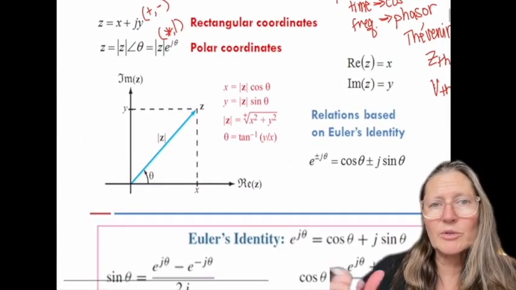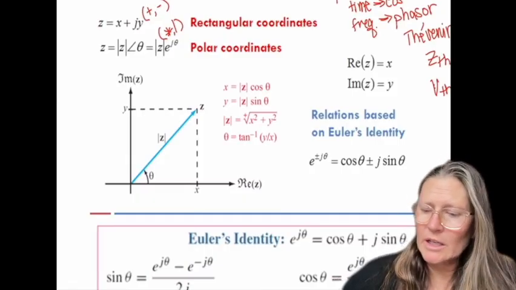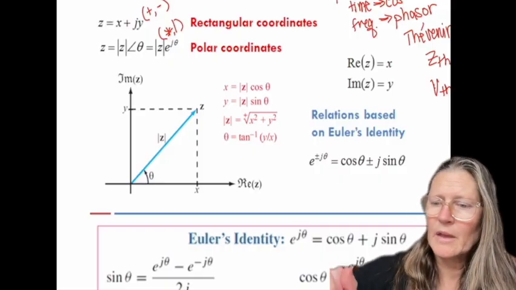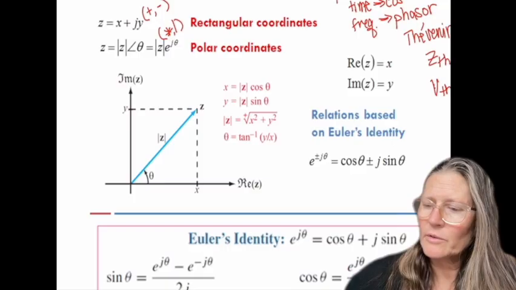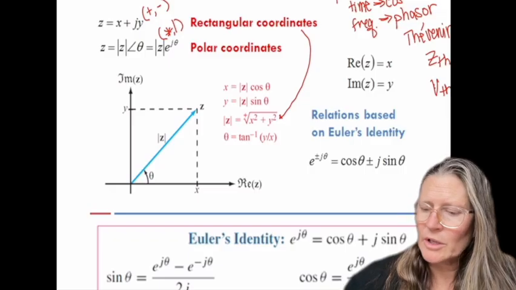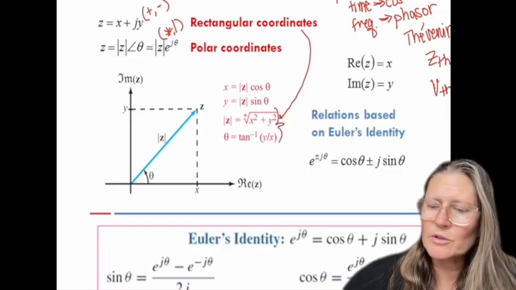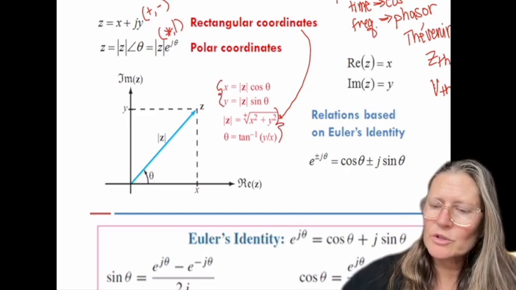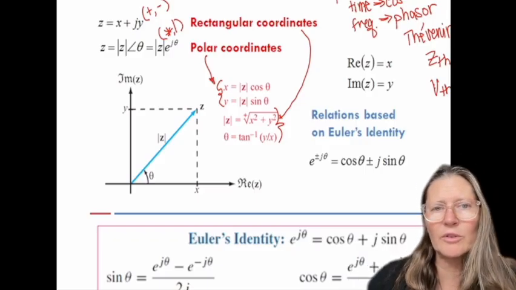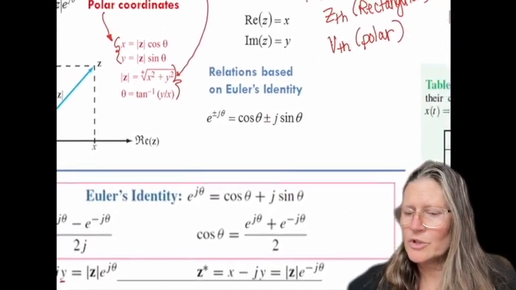Transferring between each one, if you're already in rectangular and you want to go to polar, you're going to use these two, and if you're going from polar to rectangular, it's going to be this form. So you use cosine and sine. So those are the conversions there.